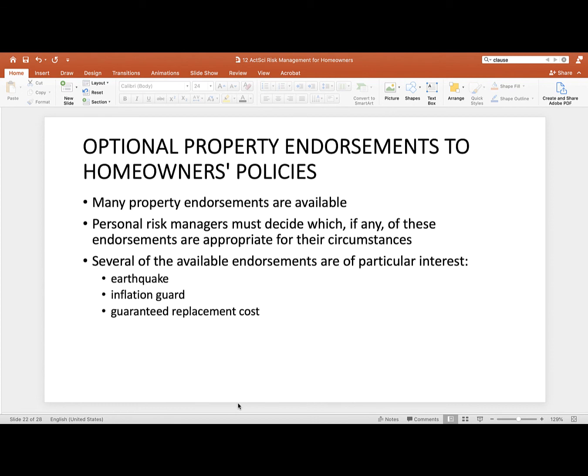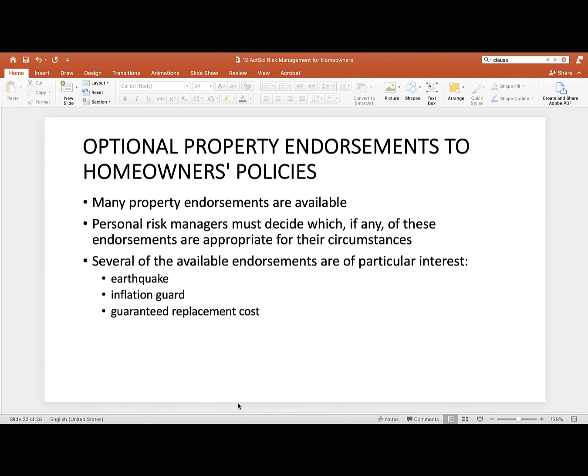Optional property endorsements, so homeowners policies. So many property endorsements are available. We'll remind ourselves of what an endorsement is. When it comes to insurance, an insurance endorsement is an amendment or addition to an existing insurance contract which changes the terms or the scope of the original policy. Endorsements may also be referred to as riders.